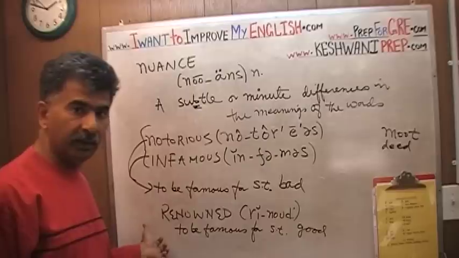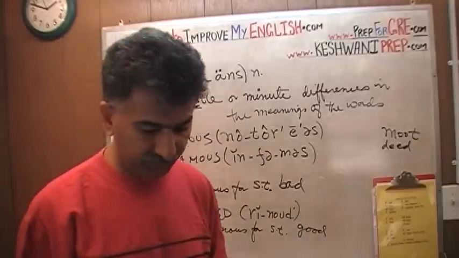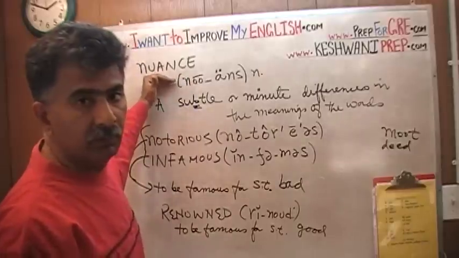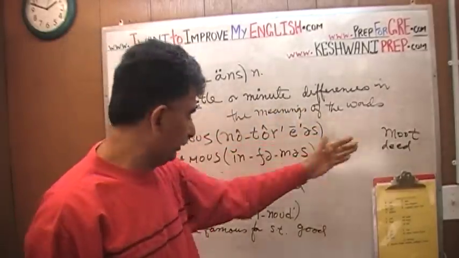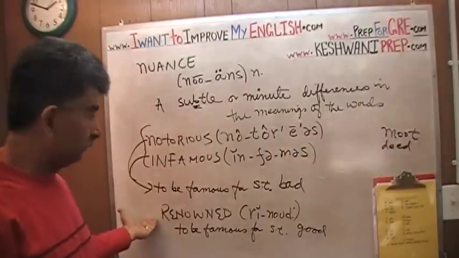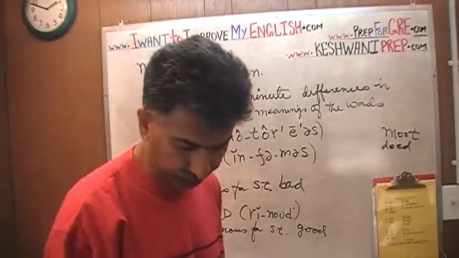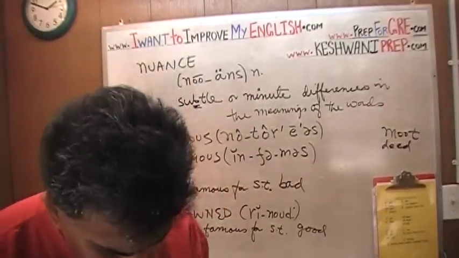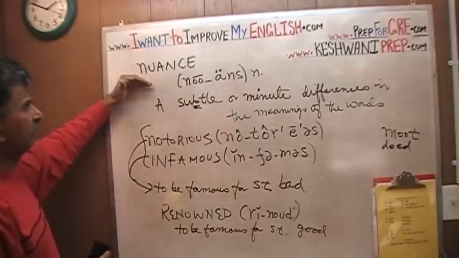You've done something good, and that's what you're famous for. Even though they both have the same meaning, it means to be famous, but they have different nuances. They have minute or subtle differences in the meanings of the words. For example, Gandhi is renowned, but Hitler is infamous. You see the difference between the two things. Let's move on then. Let's do something else. I'll give you one more example to make you understand the importance of this word nuance.